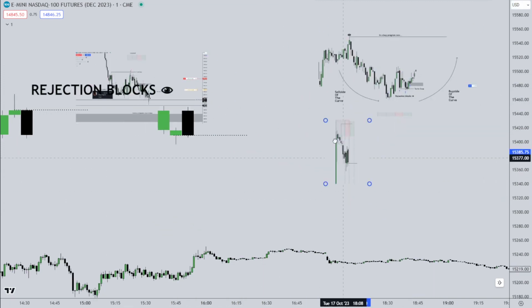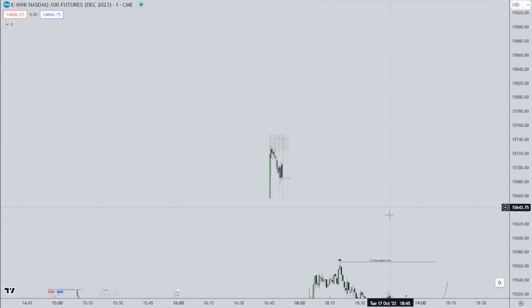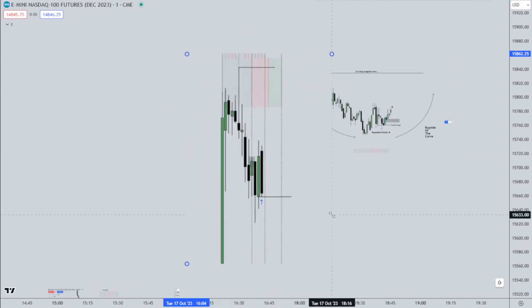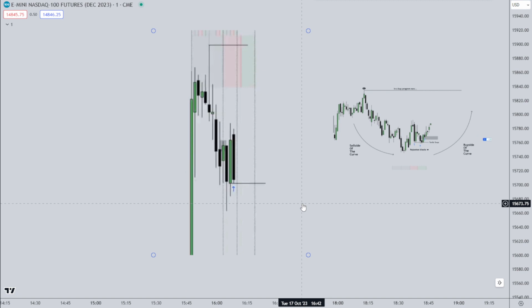This other example, this is the 15-minute time frame. So this is what the 15-minute time frame looked like. Okay.